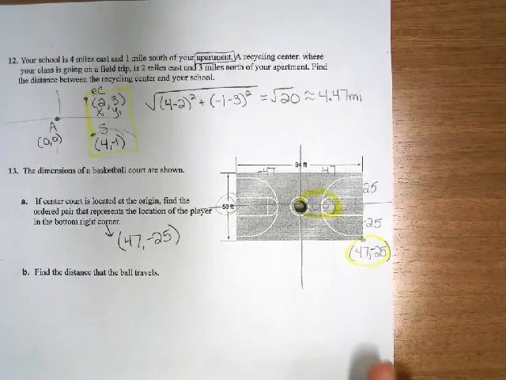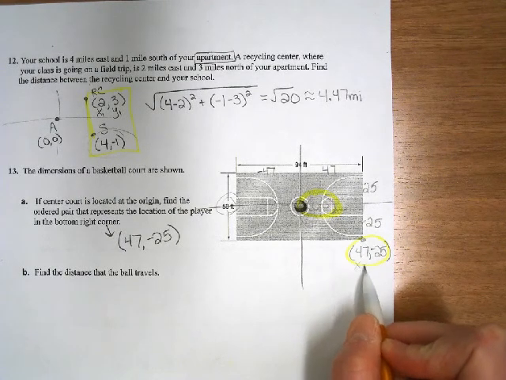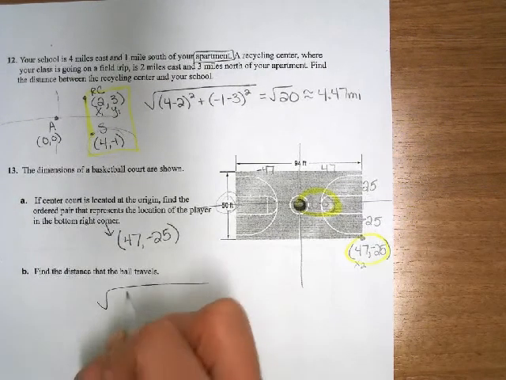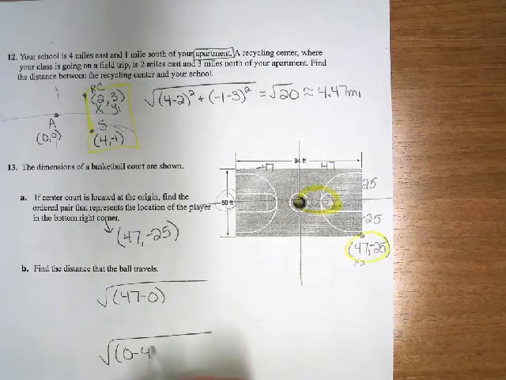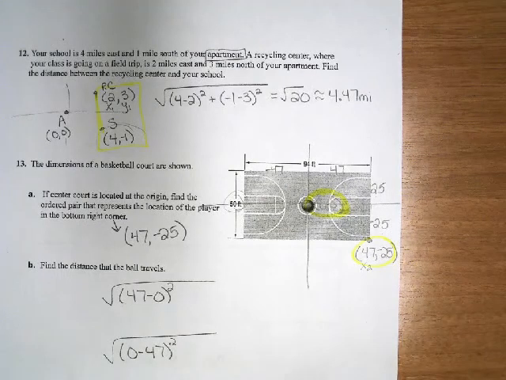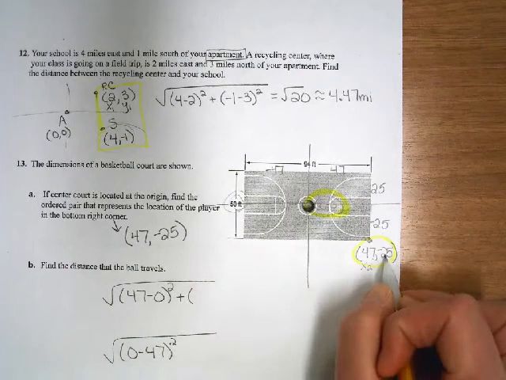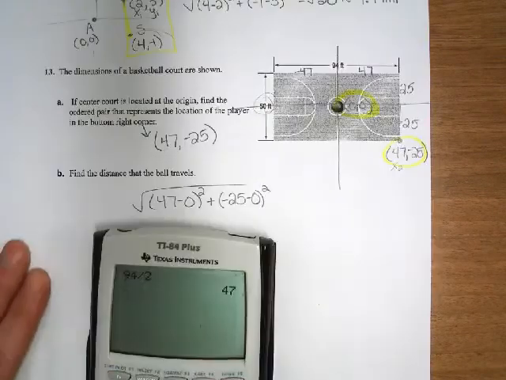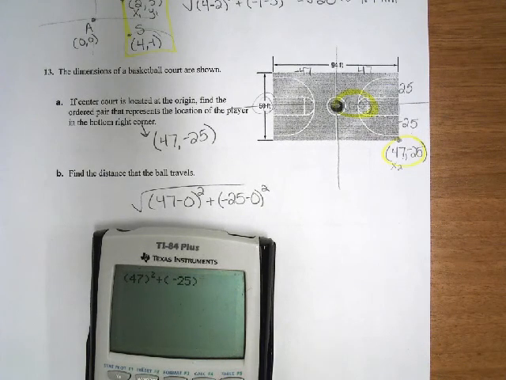Now it says find the distance that the ball travels. Well, again, if you're starting at the center court and you're going to here, you just need to do the distance formula using those two. To me, it would be easier probably to call this one my second. So I can do 47 minus 0. It doesn't matter. You can either do 47 minus 0, or you can go 0 minus 47, because when you square it, it's going to turn positive anyway. So it's not going to make one bit of difference. So I'm going to go 47 minus 0. And then I'm going to go negative 25 minus 0.